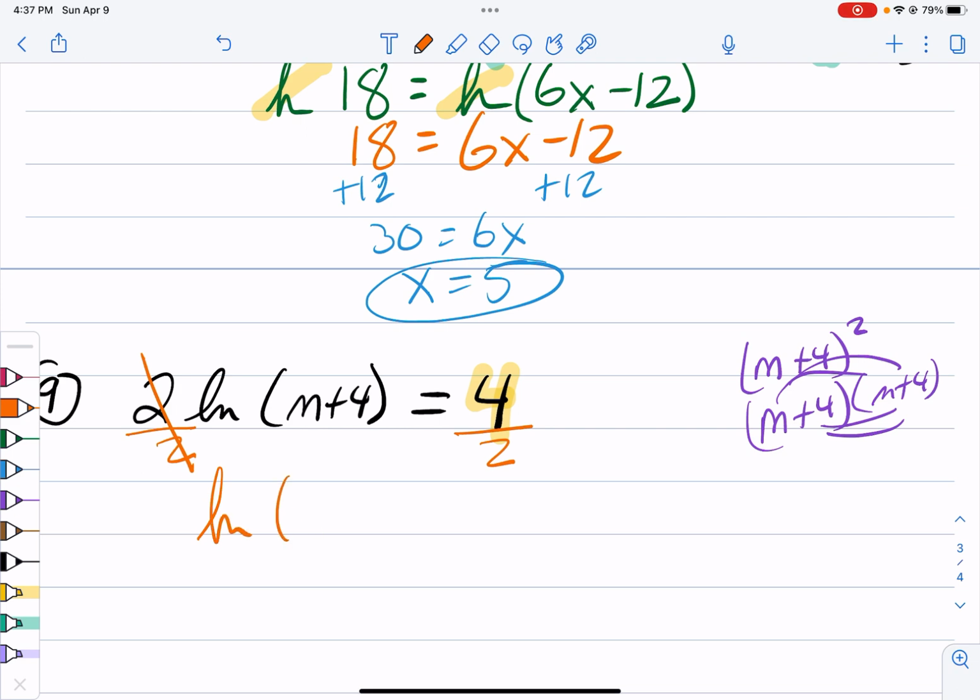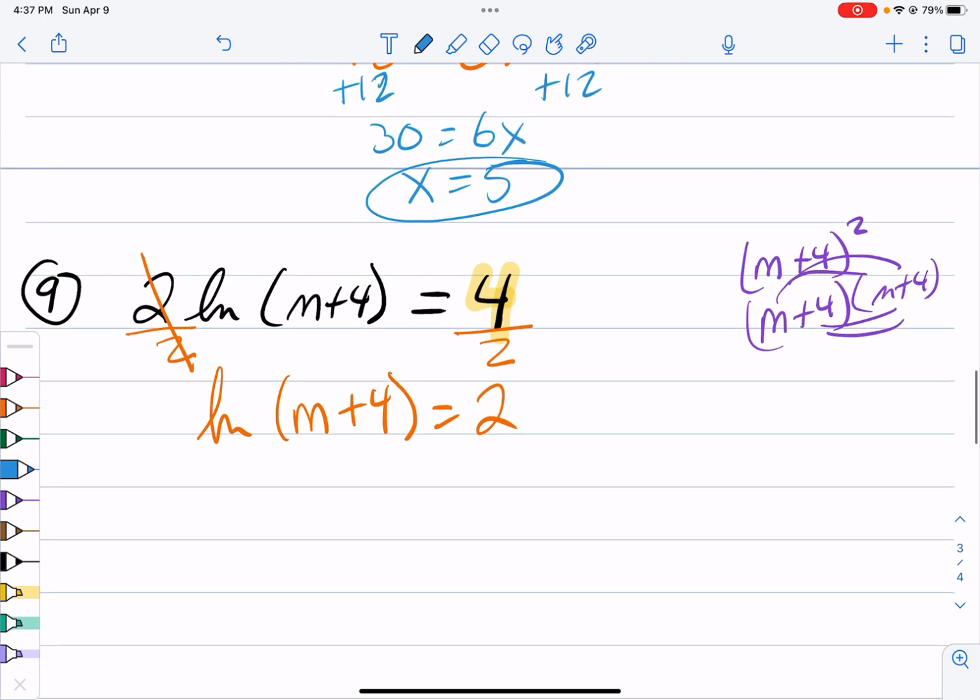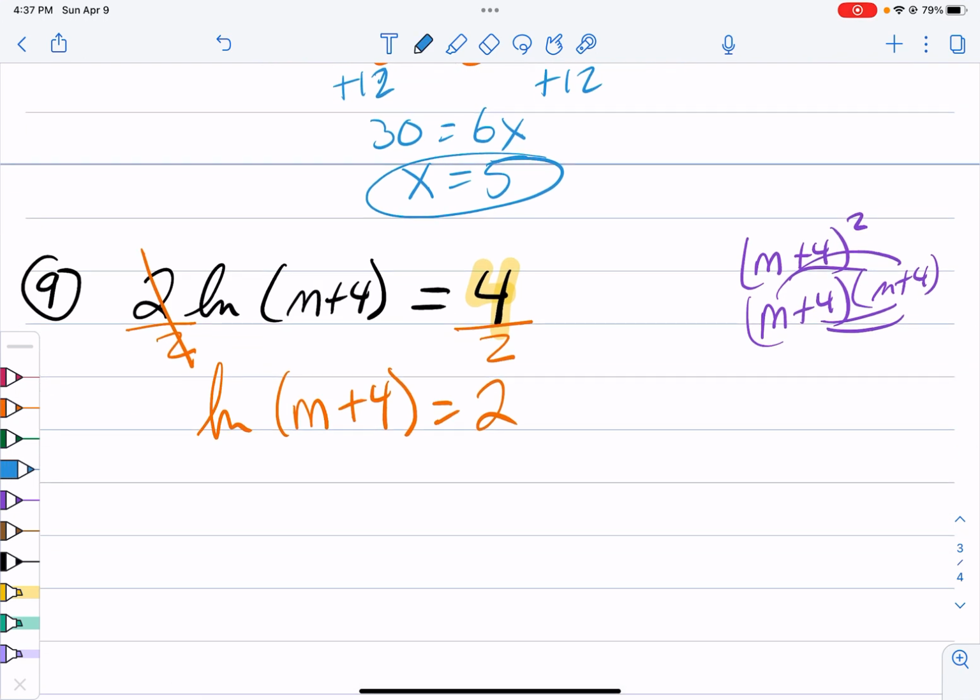If you change your variables, that's not an x to an x, I'm totally okay with that. So 4 divided by 2 is 2. So this problem is a natural log equals a number. So I'm going to use my exponent rules, or I'm going to change it into an exponential, and I have a base of e because it's a natural log, so e to the second power equals m plus 4.